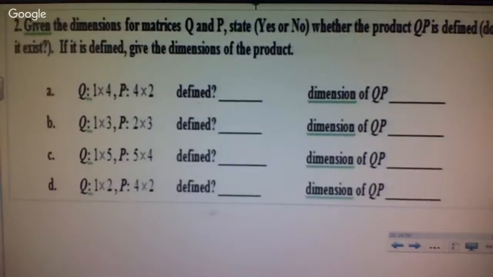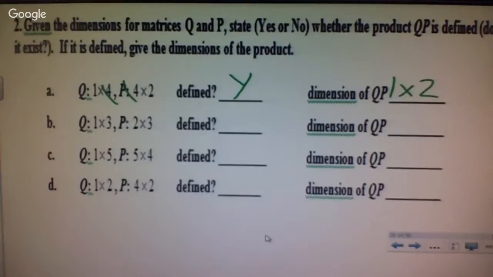Just like we did for adding and subtracting, but now I want you to tell me, can I multiply these? So again, yes or no? If it's yes, what are the dimensions of my final answer? So, Q is a 1x4, P is a 4x2. Okay, Yesenia says yes. What's my answer then, Yesenia? Not a 1x4. 1x2. Okay, these match, they cancel out.